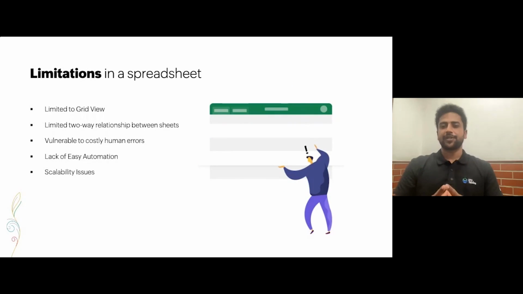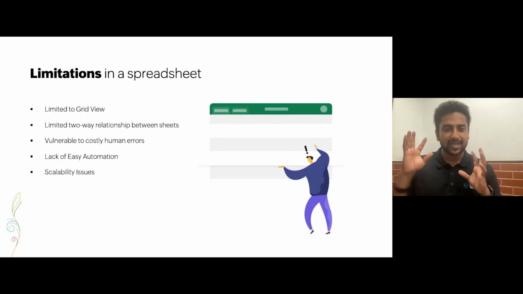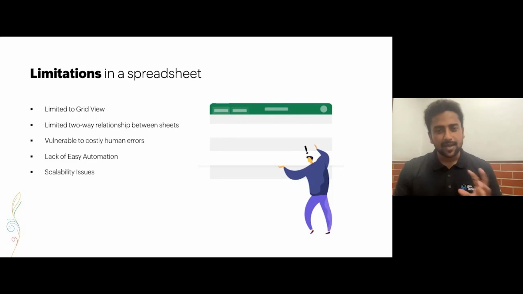So what are the limitations in a spreadsheet? We have used spreadsheets, right? What are some of the limitations in a spreadsheet? The spreadsheet looks like a grid and it mostly has only that view, right? There are charts that you can use, but predominantly it is a grid view.